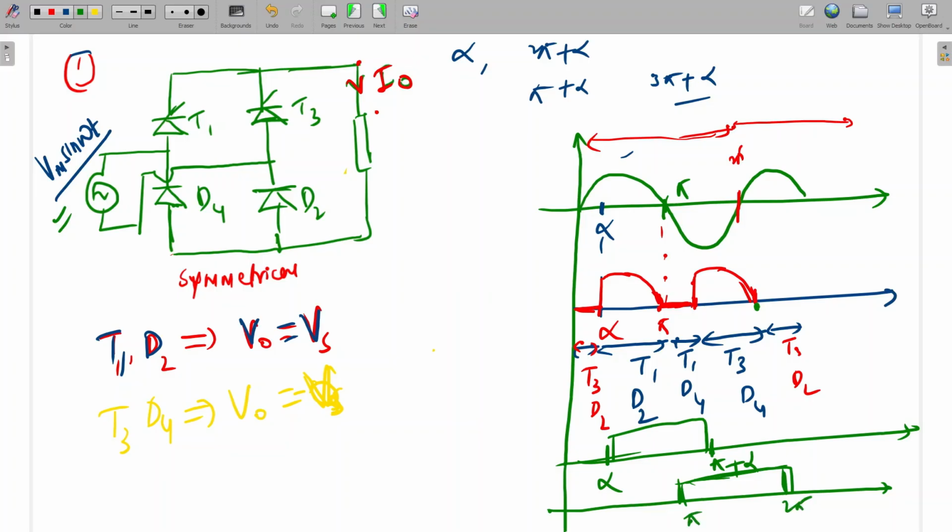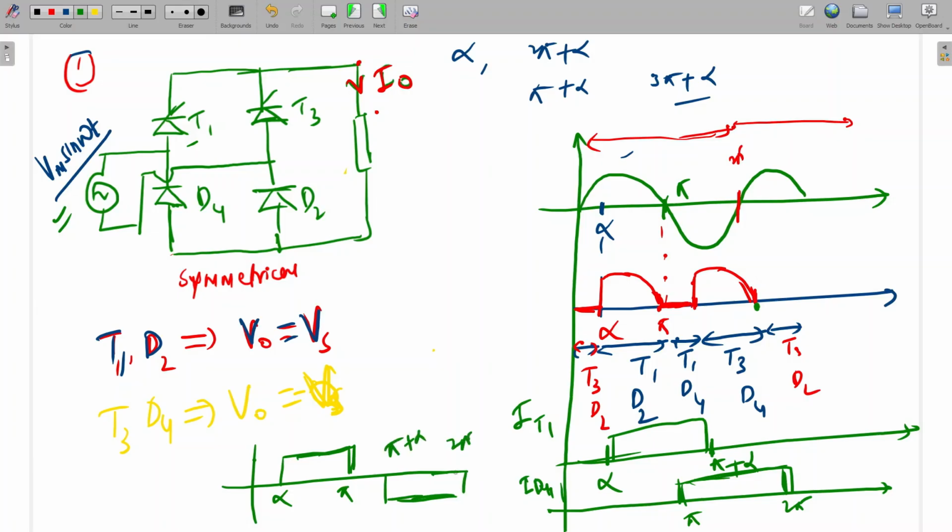Is it clear to all? Yes, sir. This is IT1, this is ID4. So what will be the source current? Source current will be IT1 minus ID4. So source current will be positive from alpha to pi, and from pi to pi plus alpha it will be 0, and here it will come as negative, from pi plus alpha to 2 pi. This is the source current.